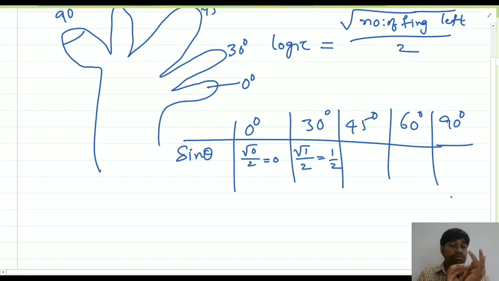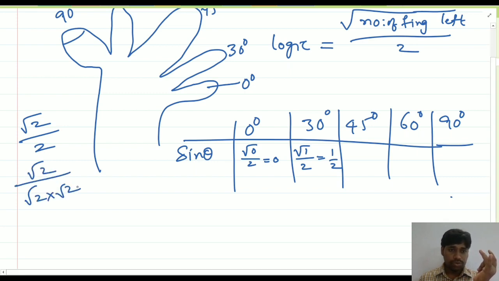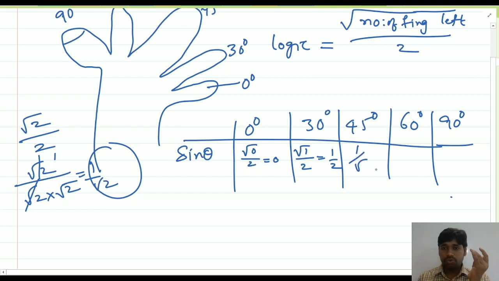Next, if I close the middle finger, it is root 2 by 2. Here the bottom 2 can be written as root 2 into root 2, because root 2 into root 2, root 2 whole square, is anyway 2 only. So one root 2 is cancelled, and 1 by root 2 is left. Simply, if I close the middle finger, the number of fingers left is 2, and that is the value we are getting, 1 by root 2.